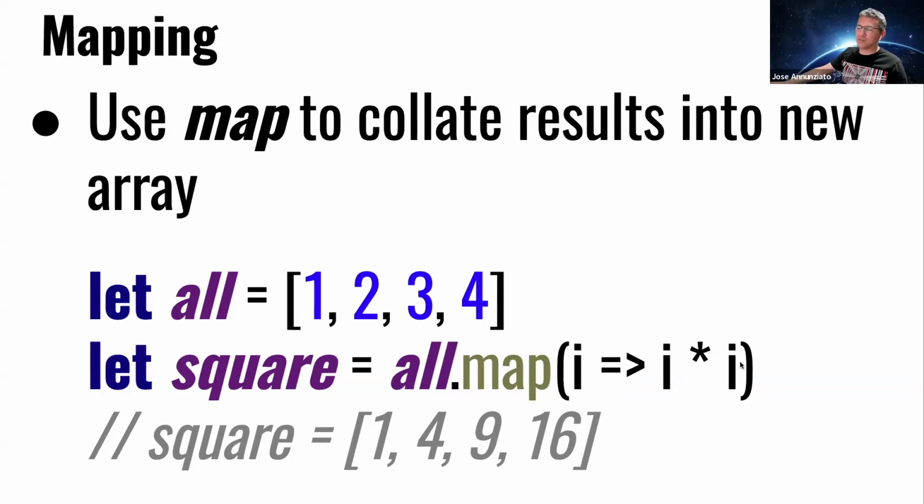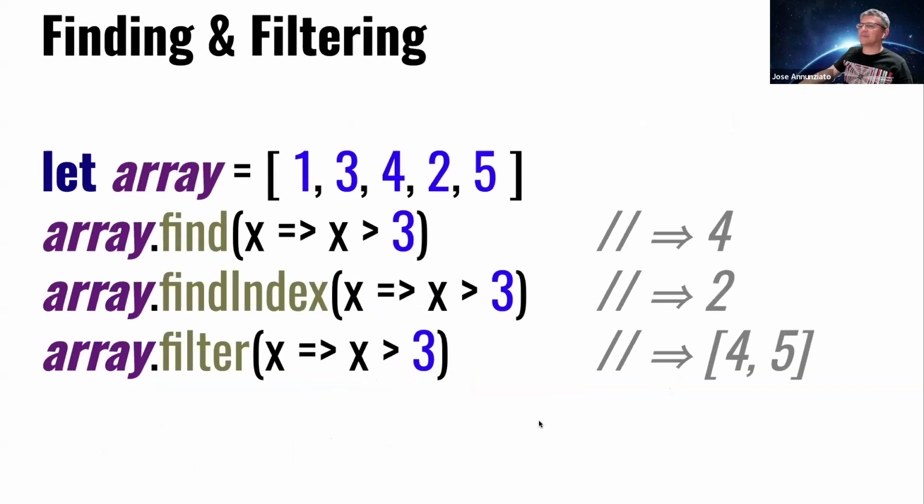So this becomes 1 times 1, so the square is 1. Then 2 times 2 is 4, which is added to the array. Then 3 times 3 is 9. Then 4 times 4 is 16. So I am calculating a new array which has all the squares of the original array. Very, very useful. We're going to be using that quite a bit.